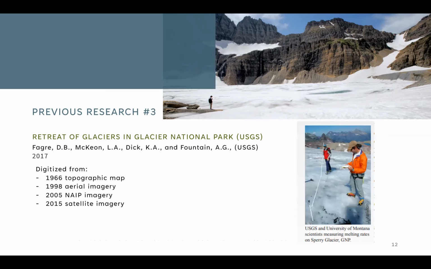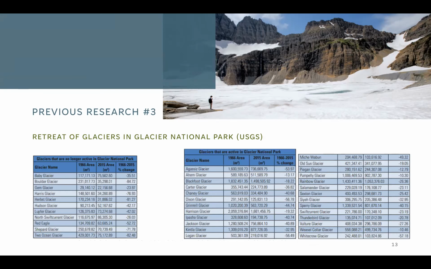More recently, in 2017, a group from USGS conducted a study documenting the retreat of 37 active named glaciers in Glacier National Park between 1966 and 2015. The study summarizes the area change of each glacier over half a century. Of the 37 active glaciers, again, which means they have an area larger than 25 acres, 11 of those here on the first table are no longer active in 2015. Some of the glaciers on the list lost as much as over 80% in area.